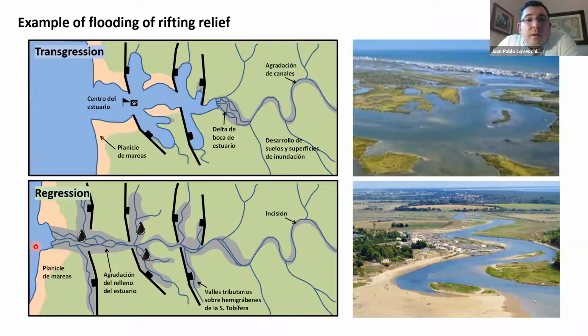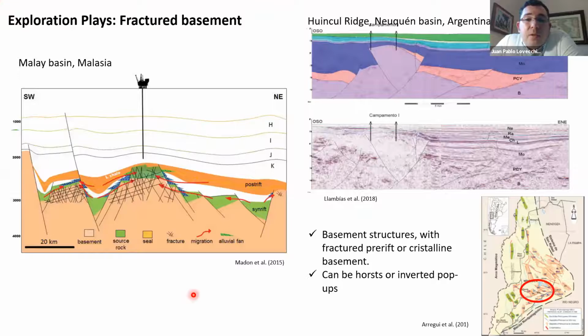Okay, so before we finish, let's see some examples of rift basin related plays explored in Argentina and the world. This is an example from Malaysia, where they produce hydrocarbons from fractured basement charged with oil that's generated in the syn-rift, hosting source rocks, lacustrine source rocks in the syn-rift. The oil is generated and migrates to the reservoir, which is a fractured basement. This is the case of a structure like a horst.